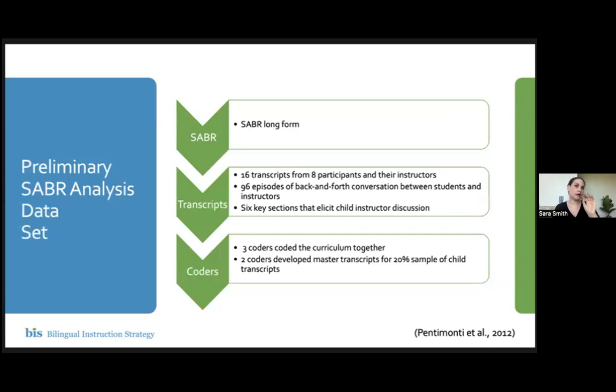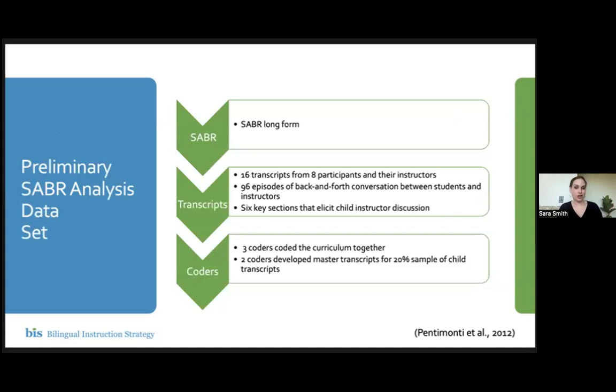So our next step, right, we know what the curriculum should have by looking at the script. Now we want to see what's actually happening when the curriculum is delivered. So we wanted to then look at an analysis of the participants' academic language that they're producing using those SABRE long form codes. So we took 2 lessons each from 8 different participants. We focused on those 6 sections of the curriculum that encourage those back and forth discussions with the child and the instructor. So we had 96 different episodes.